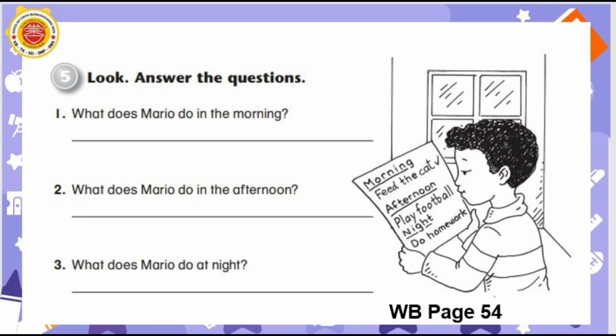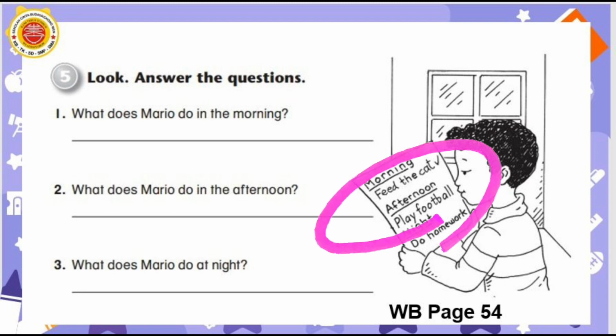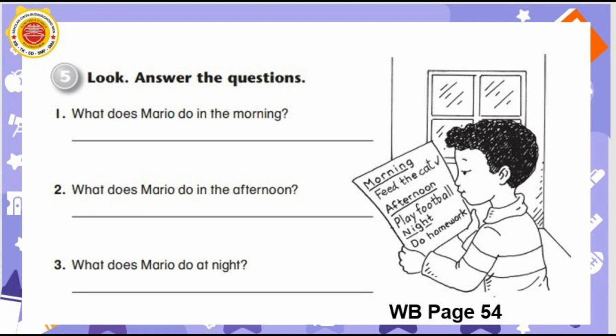Next, exercise 5. Look, answer the questions. To answer the following questions, you need to pay attention to Mario's schedule below. Morning, feed the cat, artinya memberi makan kucing. Afternoon, play football, artinya bermain sepak bola. And then night, do homework, mengerjakan pekerjaan rumah atau PR. Number 1, I will help you to answer. What does Mario do in the morning? Apa yang dikerjakan atau dilakukan Mario di pagi hari?